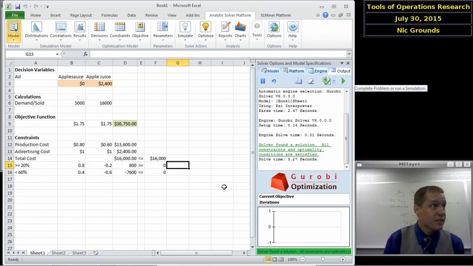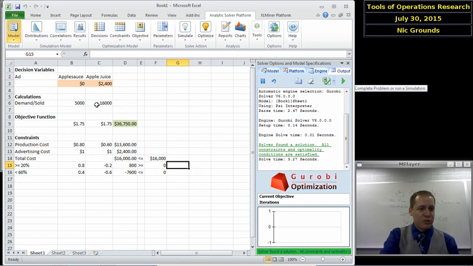Less than 20%? No, close to 20%. Okay. And why do you think that? The applesauce costs more to make, and one of the biggest limiting factors is the $16,000 in cost to produce and advertise. Okay.